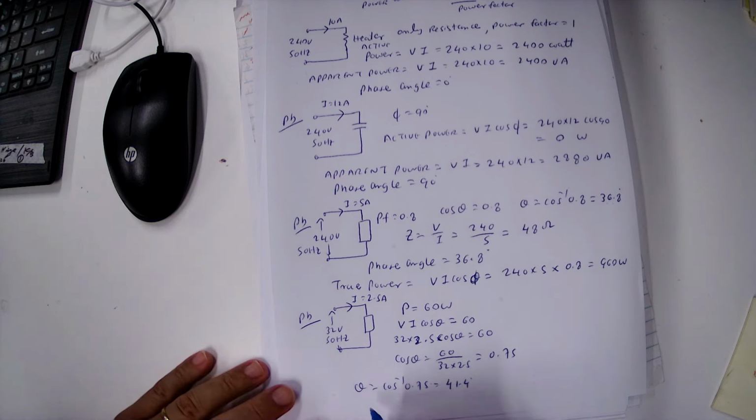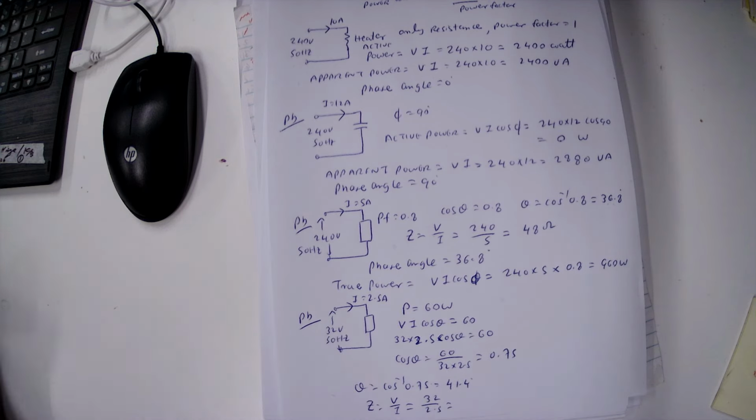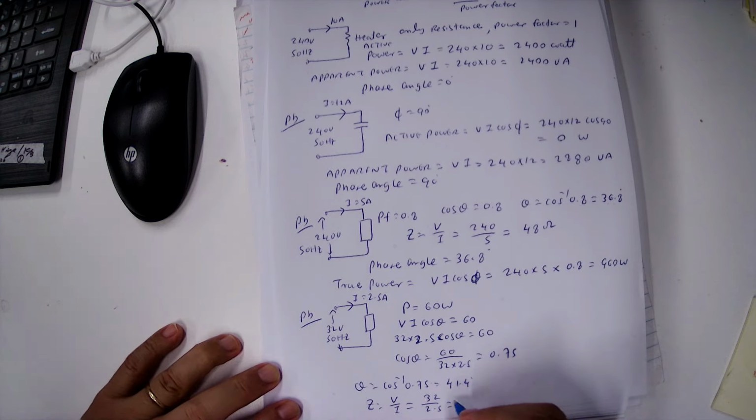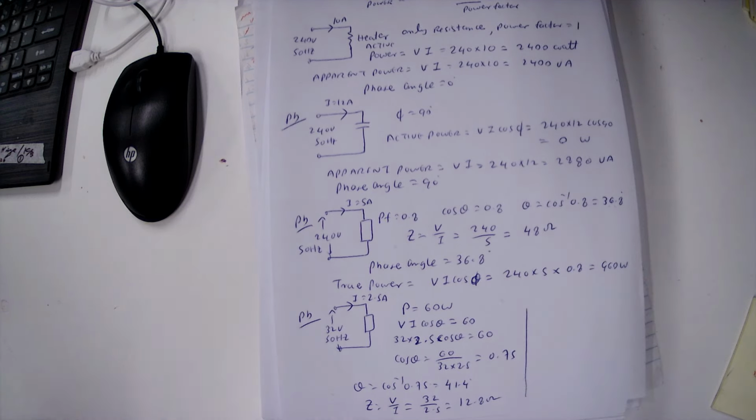Now the circuit impedance Z needs to be calculated. Impedance is voltage by current. Voltage is 32 volts, current is 2.5, and dividing by 2.5 we get 12.8 ohm. So the impedance is 12.8 ohm, the power factor is 0.75, and the phase angle we got is 41.4 degrees.